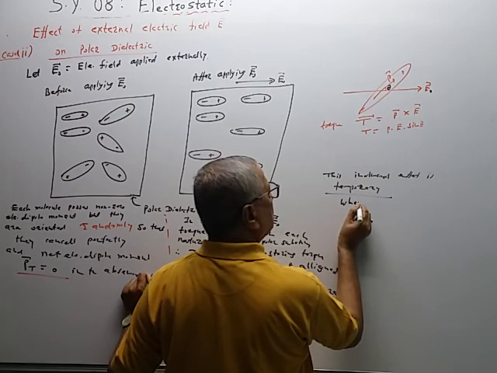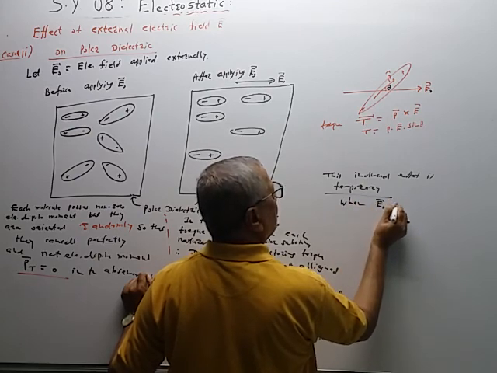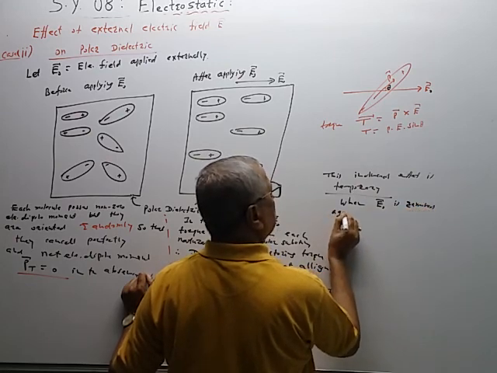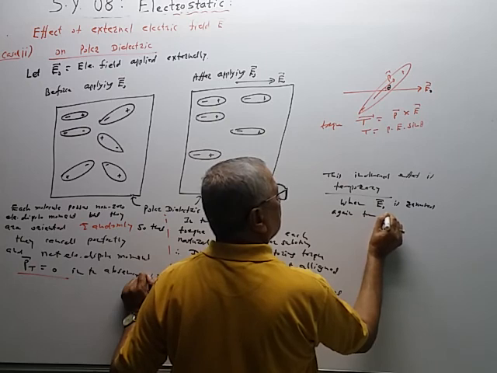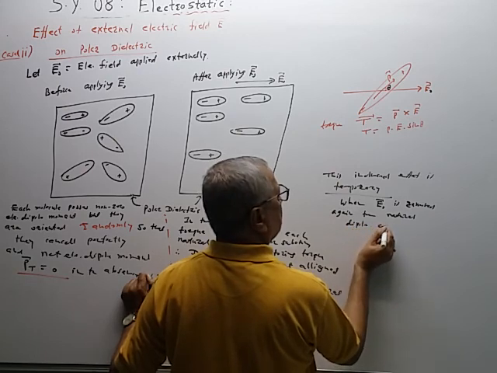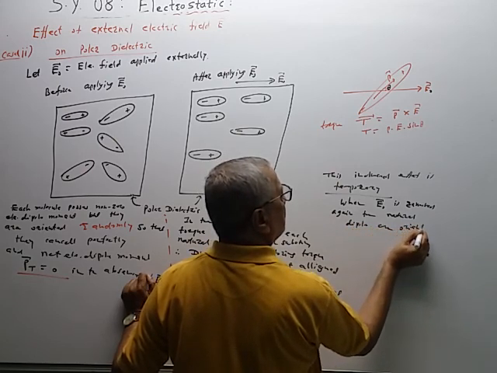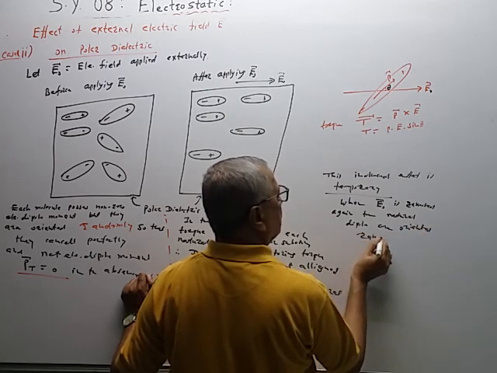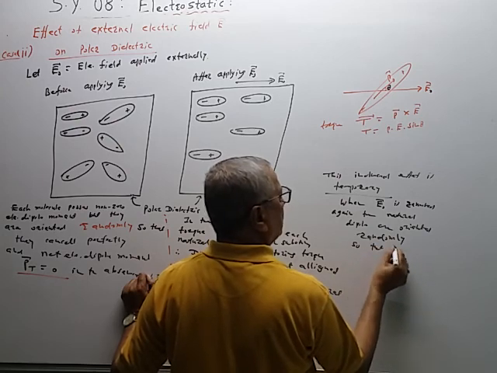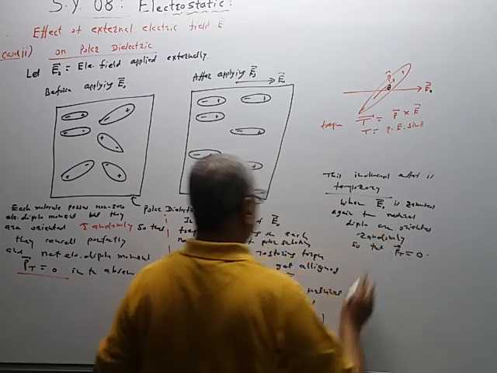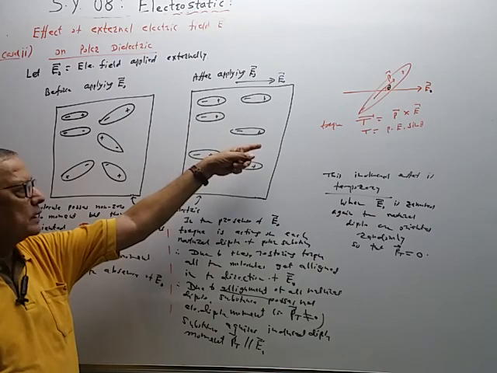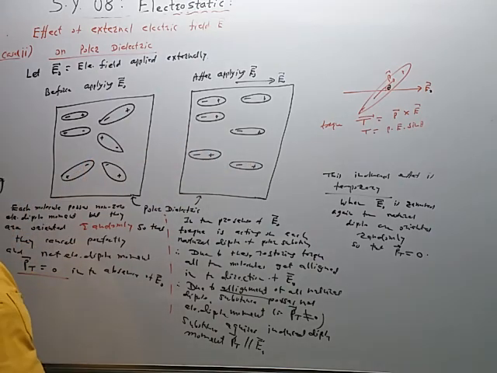When E_0 is removed, again the natural dipoles are oriented randomly, so that P total again becomes 0. So electric field is applied, this is a change. Electric field is removed, this is a change. So this is a reversible change.